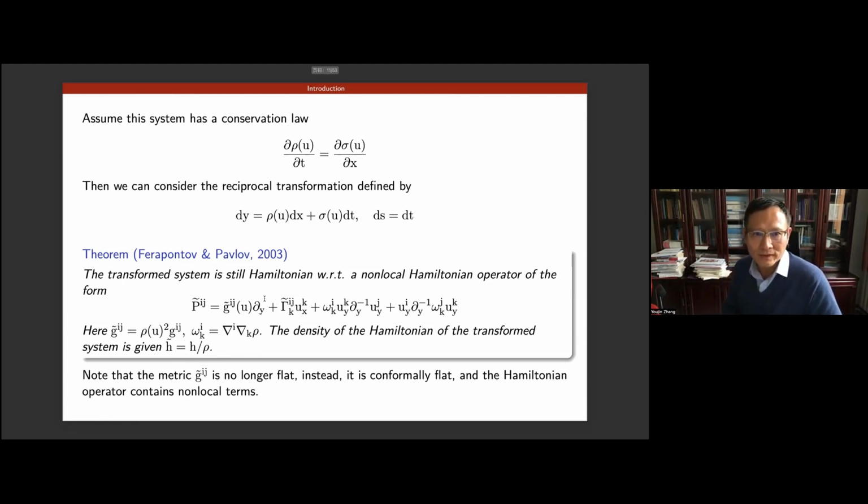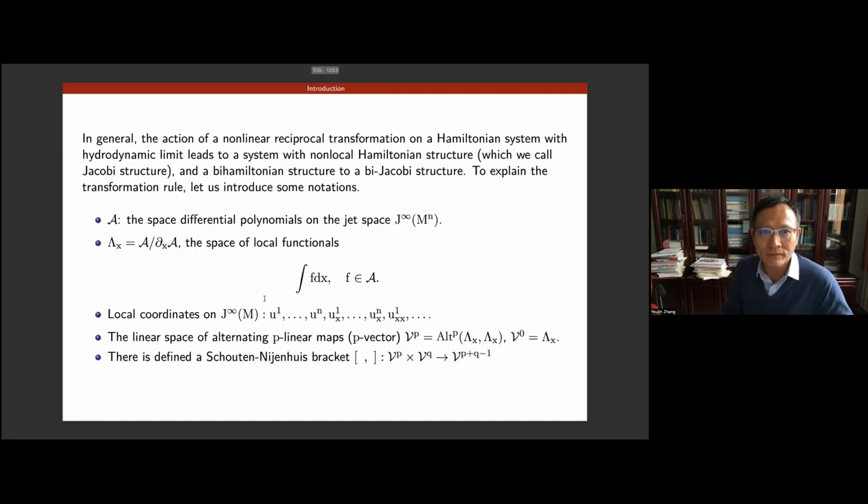So this is the result we know for the action of nonlinear reciprocal transformations on a Hamiltonian system of hydrodynamic type. Okay. And in general, we can consider a nonlinear reciprocal transformation on a Hamiltonian system with the quotient term, and the leading term is a system of hydrodynamic type.